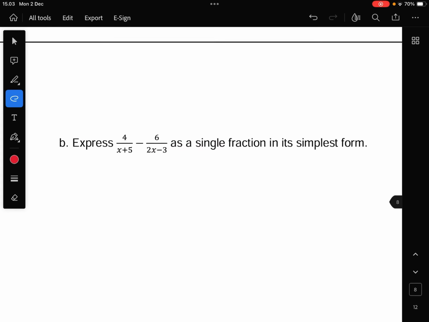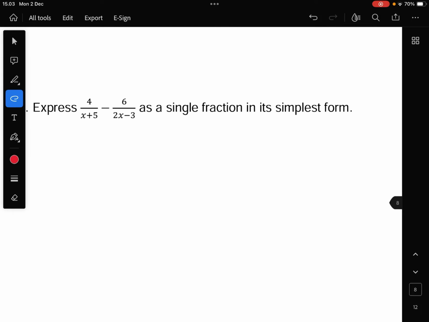Now let's move on to number 13b. We need to express these as single fractions in the simplest form. Remember, if you have this kind of algebra and you want to leave it as one single fraction, you do the multiplication for the denominator, x plus 5 times x minus 3. Pay attention to the first fraction here. Actually, we have x plus 5 here, right? So if we need to leave it like x plus 5 times x minus 3, we have to multiply it with another 2x minus 3. If you multiply the bottom with 2x minus 3, you multiply also the top with 2x minus 3.